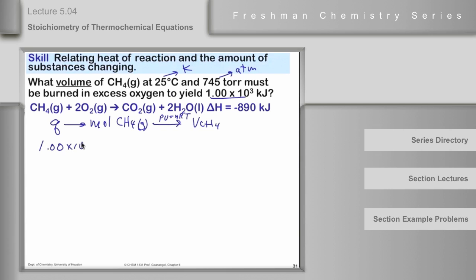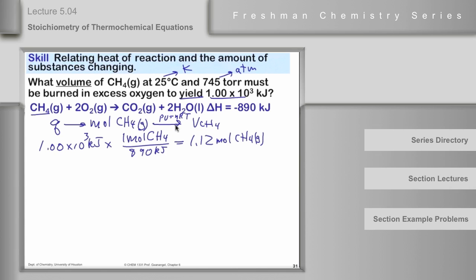1.00 times 10 to the third kilojoules. And now here's the balanced chemical equation for this particular reaction. I think you can see that the coefficient in front of methane here is assumed to be 1. So 1 mole of methane gas is equivalent to 890 kilojoules released. We're talking about yielding here, which means the same as releasing that much heat. And when I carried this out, I got 1.12 moles of CH4 gas.